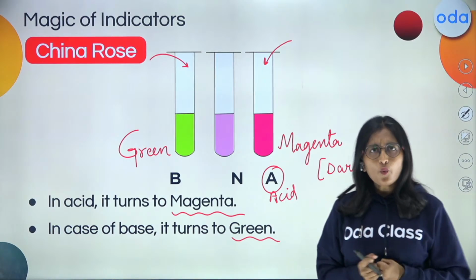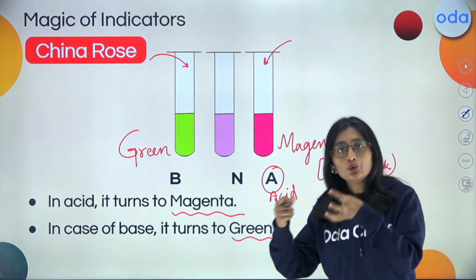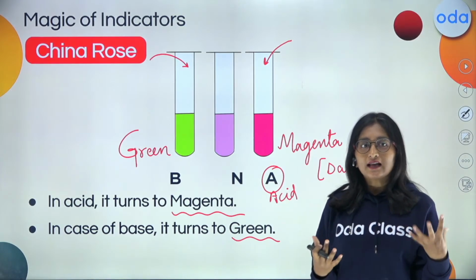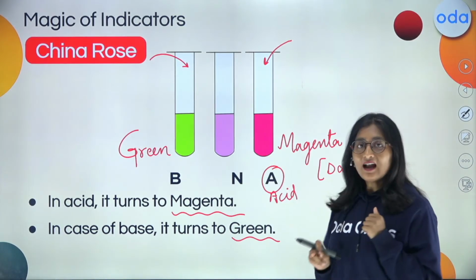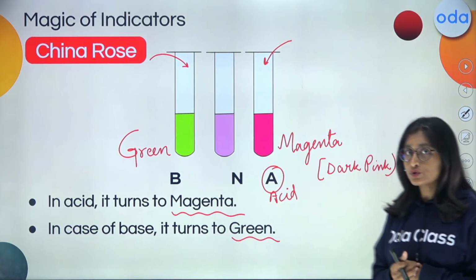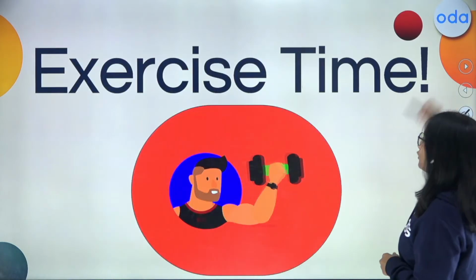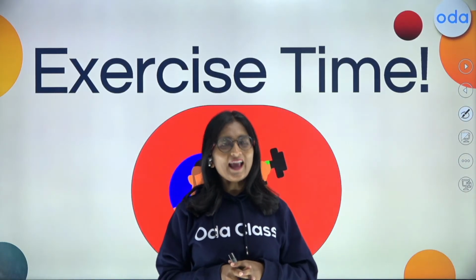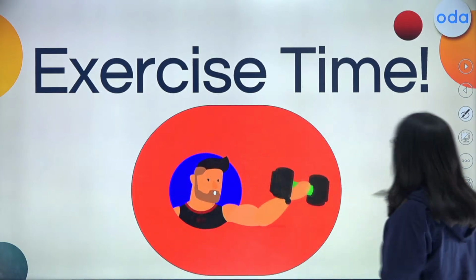Now, ma'am, what about the neutral substances? Suppose we take drinking water. If it is neutral, it is not going to show any change in color. But suppose you want to test whether something is acidic or basic by using the China rose solution. In this case, I do have a question for you. So yes, exercise time.